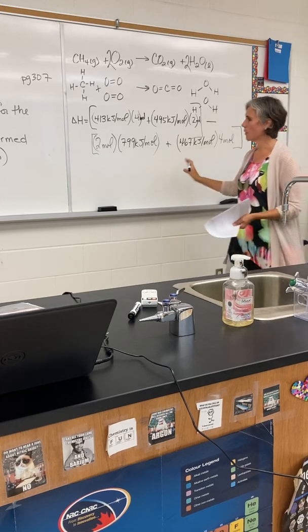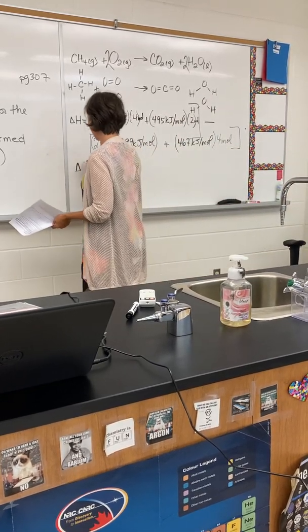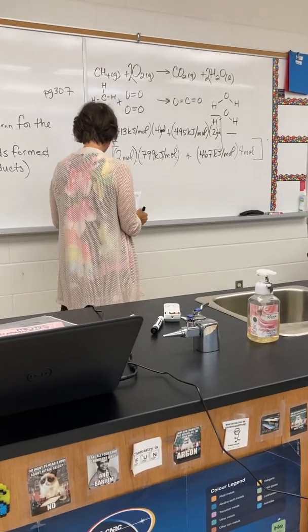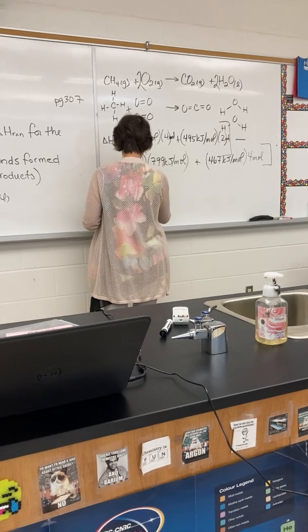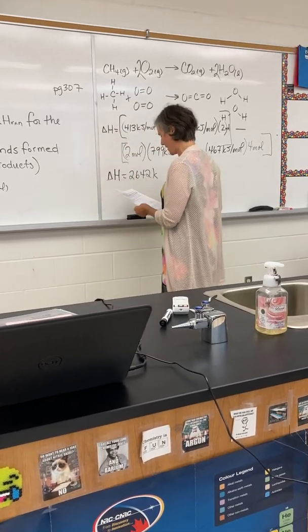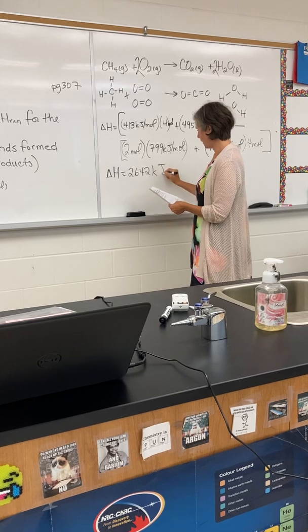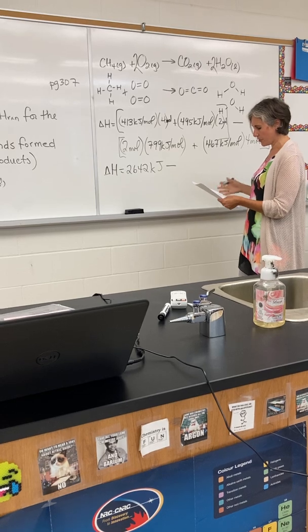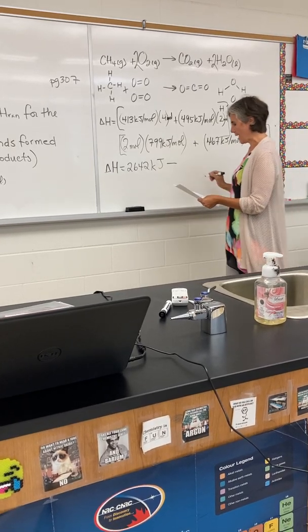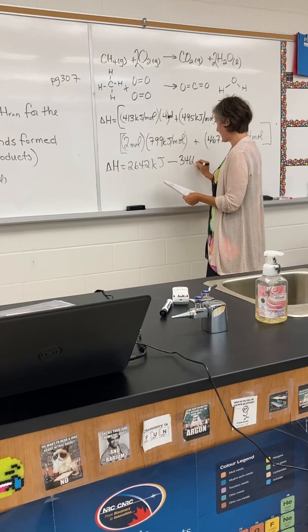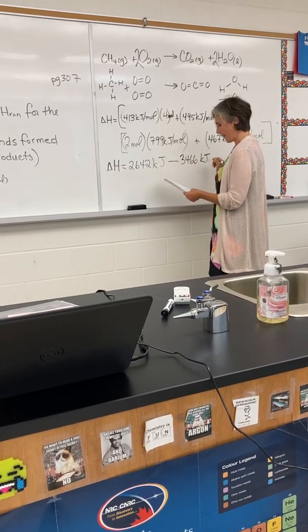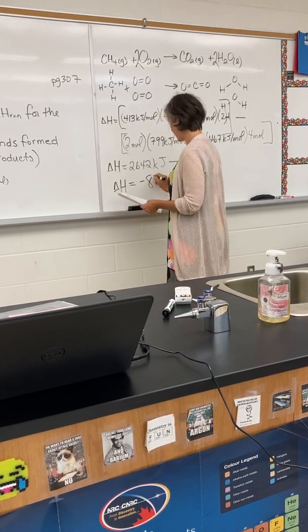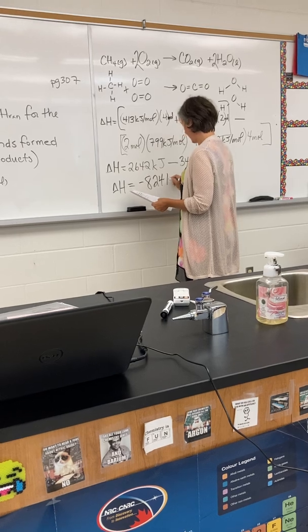All right, so now we've got our equation set up. It's pretty straightforward math at this point. So the delta H works out to 2,642 for our reactants. That's the energy that's going to be required to break those bonds. And from that, we're going to subtract the energy from when we formed our products, and that's 3,466 kilojoules. And when we add that up, that works out to a final answer of negative 824 kilojoules.